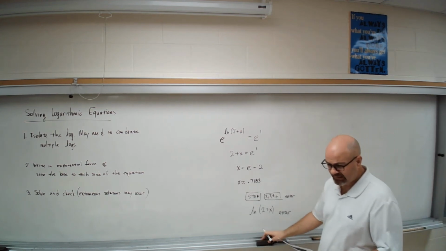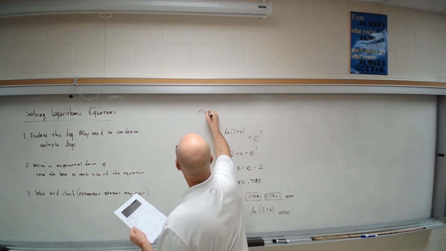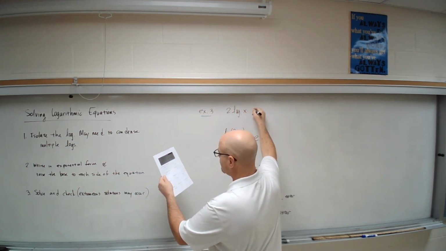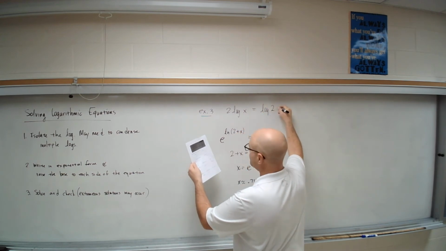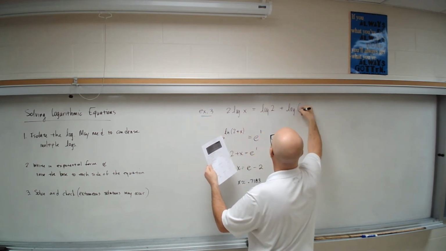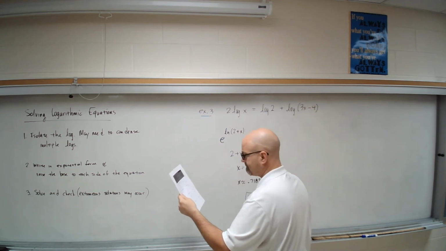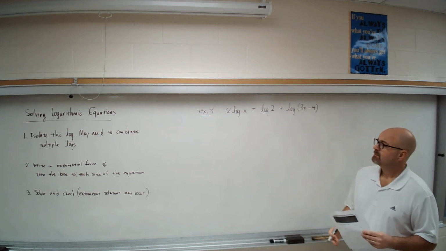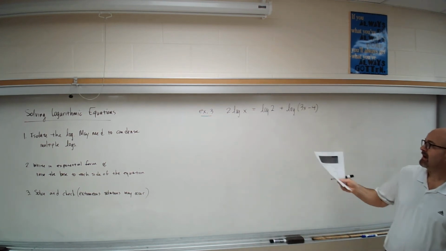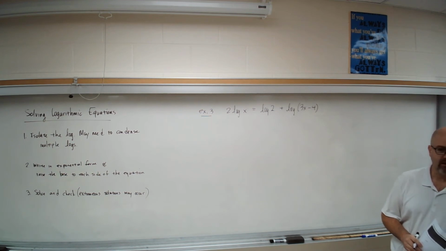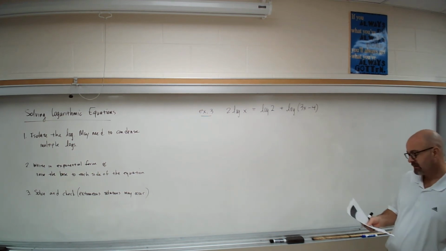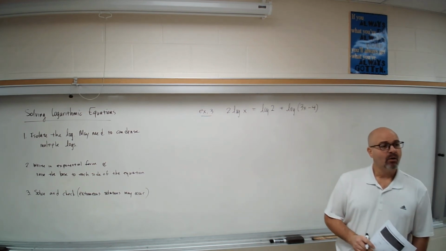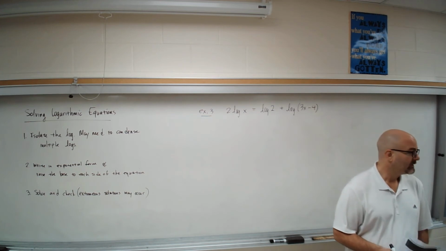So the next one I want to look at's got a little bit more going on here. This third example is we have 2 times the common log of x equals the common log of 2 plus the common log of 3x minus 4. So with this one, well, we haven't had to do this yet, but obviously there's a whole bunch of logarithms here, correct? We could either isolate them and get them all on the same side, or we could just get a log equals a log, which would also be okay.